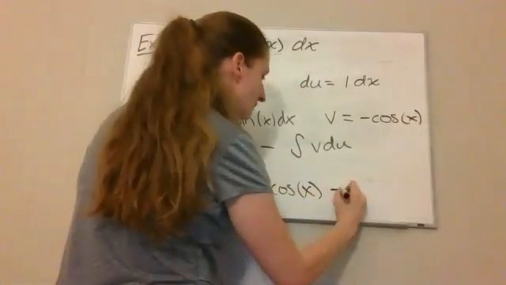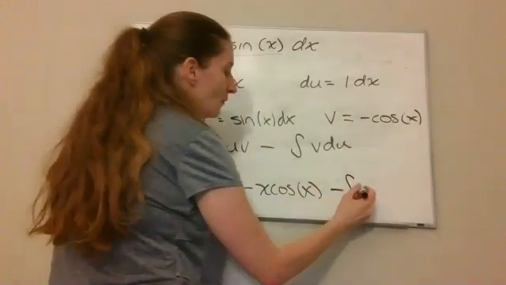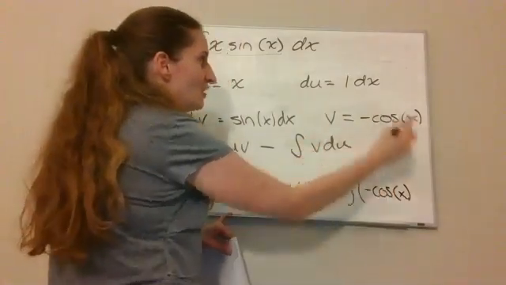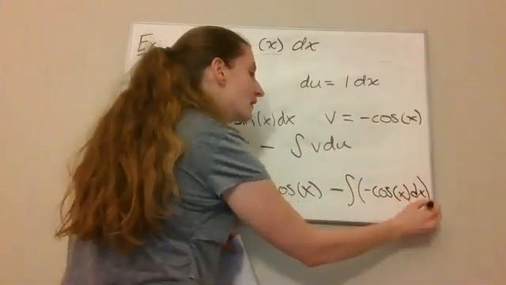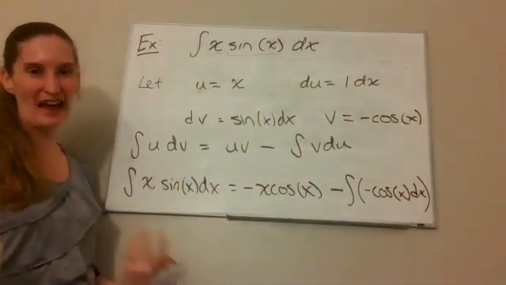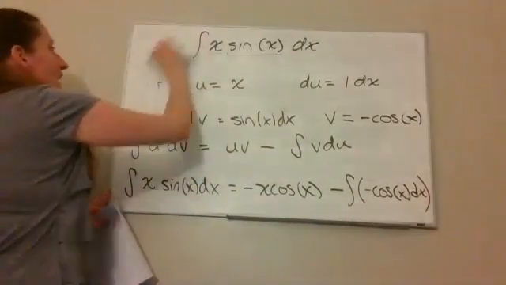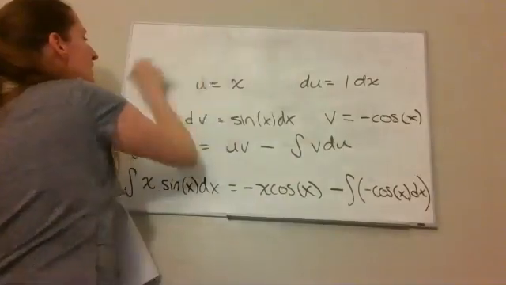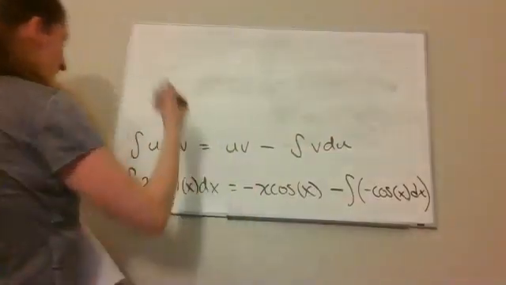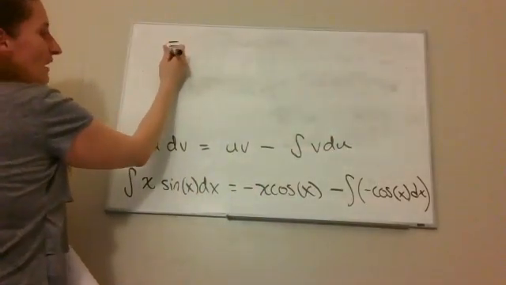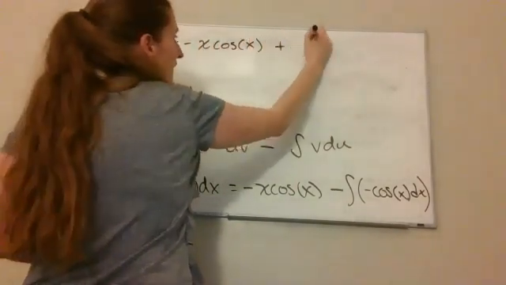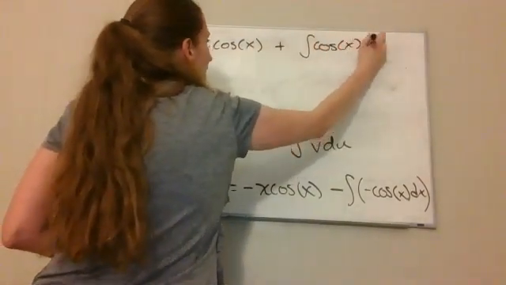minus the integral of my v du. So minus the integral of negative cosine x, that's my v, du is 1 times dx. Now notice I do have a minus and a negative in my integral, so I can rewrite that as just adding an integral. So where we're at right now, what we have is that this whole integral was equal to negative x times cosine of x plus the integral of cosine x dx.